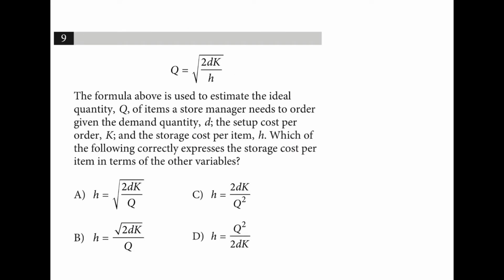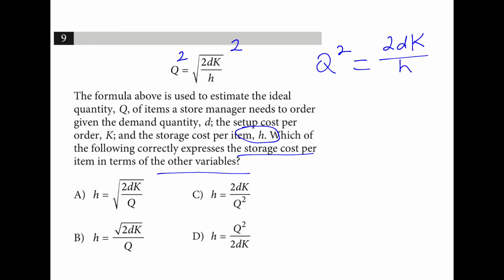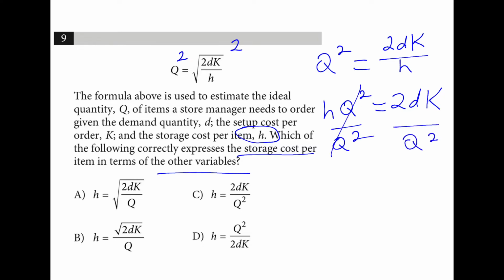Which of the following correctly expresses the storage cost per item in terms of the other variables? So storage cost per item is h. So I'm solving for h. First thing I do is I square both sides to get rid of the square root. So I have q squared is equal to 2dk over h. I'm going to multiply both sides by h, so I have hq squared is equal to 2dk. I'm trying to get h by itself, so now I'm going to divide by q squared on both sides. This goes away, and this is my answer: 2dk divided by q squared.